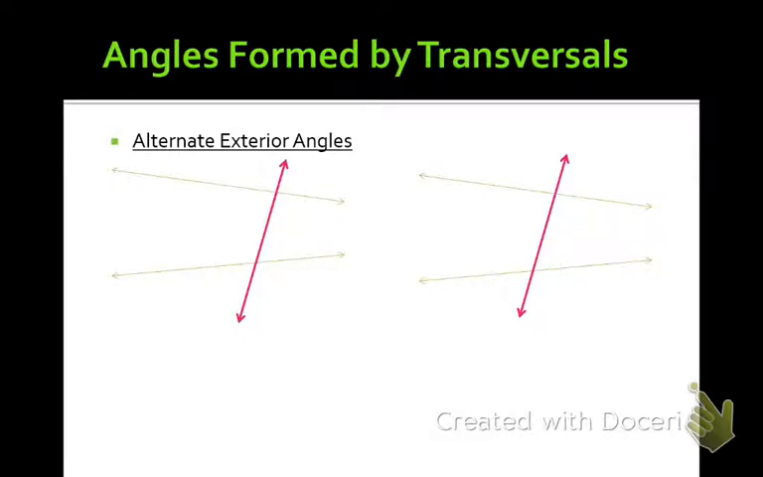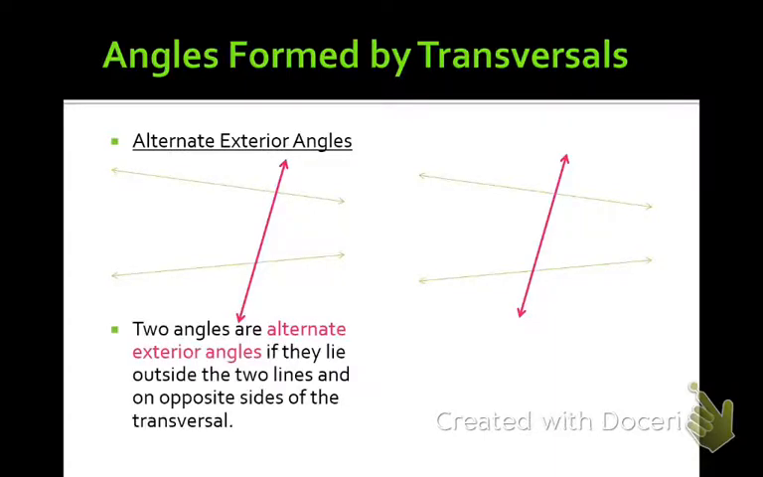Alternate exterior angles. The name, again, tells you where they are. They're on opposite sides of the line, and they are outside of the two lines. So an example of alternate exterior angles would be 1 and 8. 1 and 8 are alternate exterior angles.